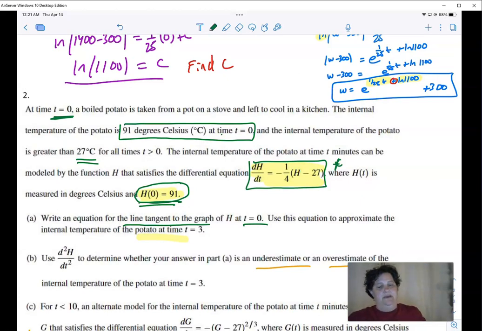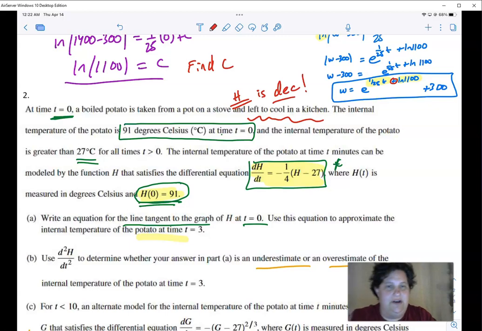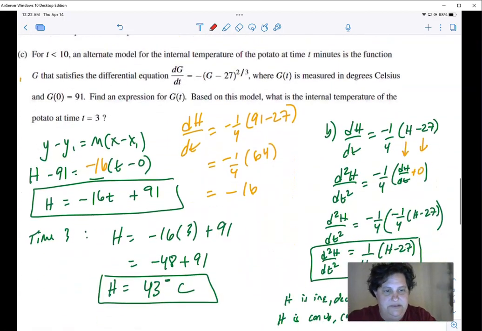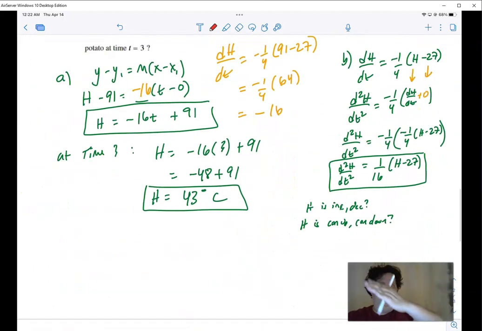We took a boiled potato from a pot. Boom. We put it here. Is this thing getting hotter, or is it getting colder? And it tells us right here, it's being left to cool in the kitchen. So what can you tell me about h? H is decreasing. The temperature has to be decreasing because the thing is being left to cool, and it's not like it's going to get colder and then all of a sudden start getting hotter again. That would be insane, right? So h is decreasing because the potato is cooling down.